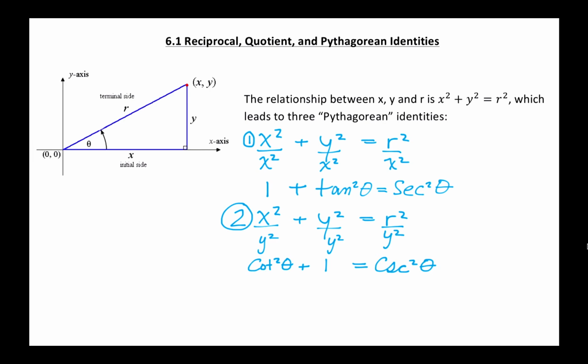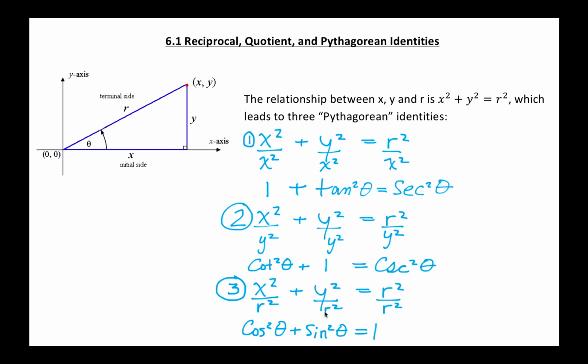Cosecant squared theta. And finally, x squared plus y squared equals r squared. If we divide all three terms by r squared, then we get x over r is cosine, y over r is sine, and r over r, of course, is just 1. So cosine squared theta plus sine squared theta is equal to 1. So this is an algebraic proof of these three identities. And there are some other identities that are good to know.